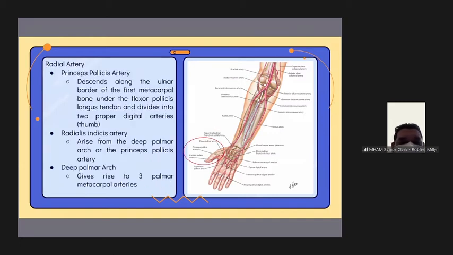Another branch is the princeps pollicis artery, which descends along the ulnar border of the first metacarpal bone under the flexor pollicis longus tendon and divides into two proper digital arteries which supply the thumb. The radialis indicis artery arises from the deep palmar arch or the princeps pollicis artery. The deep palmar arch also gives rise to three palmar metacarpal arteries. Next, please.